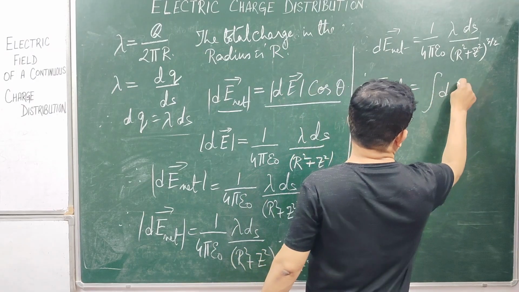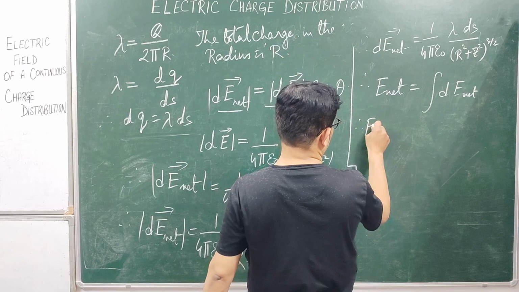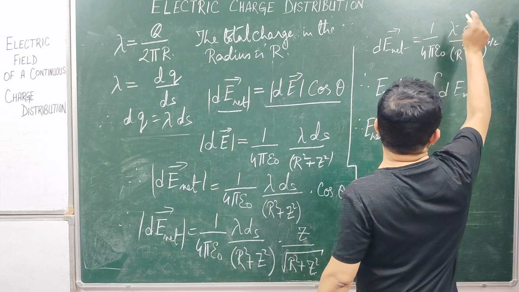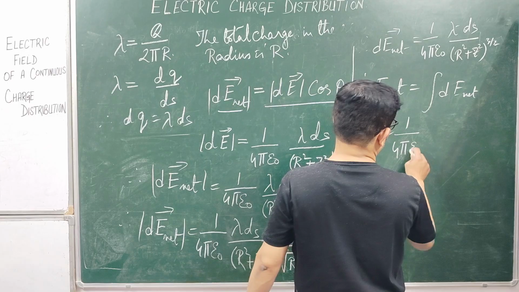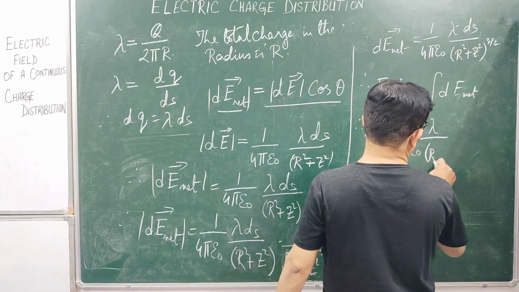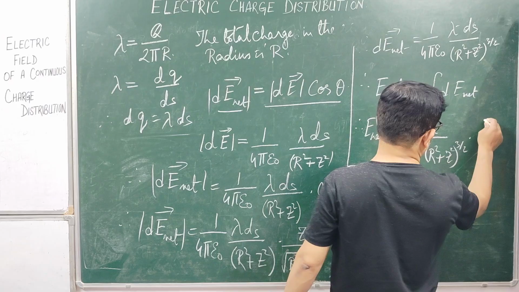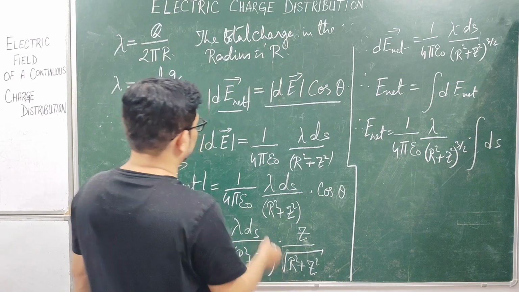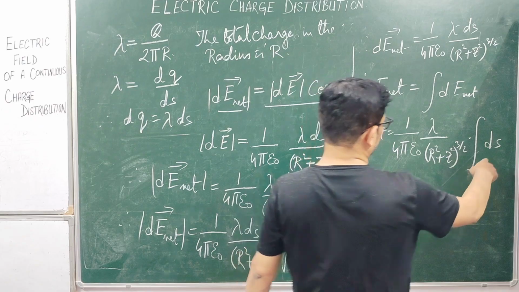So therefore, net electric field E net is equal to integration of this. Therefore, E net is equal to, take out all those things constant. So this is constant, everything is constant. So we'll take out the constant out of the integration sign. So this is lambda, and this comes out to be r square plus z square whole raised to the power 3 by 2 times, and then we have just ds. So ds is that elemental length. If you go around, it's going to be 2 pi r.